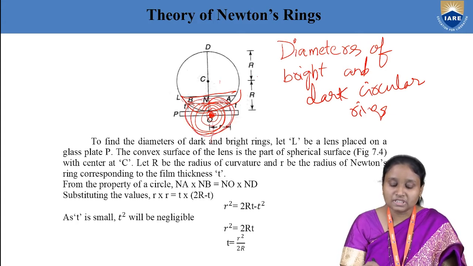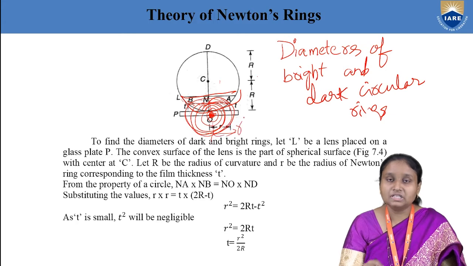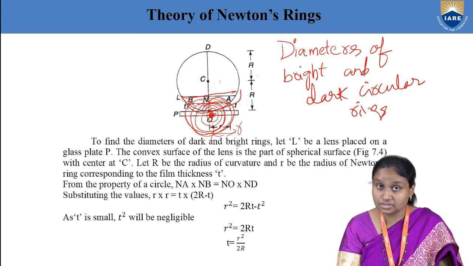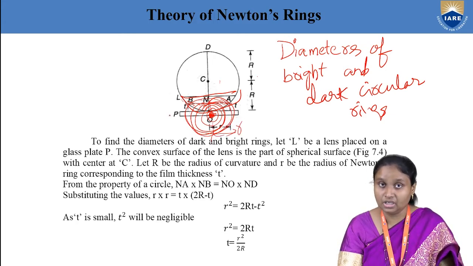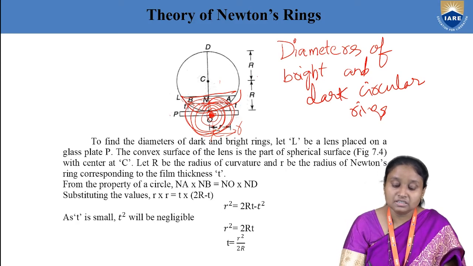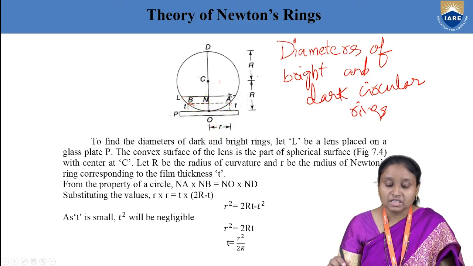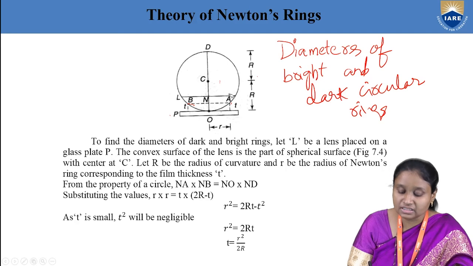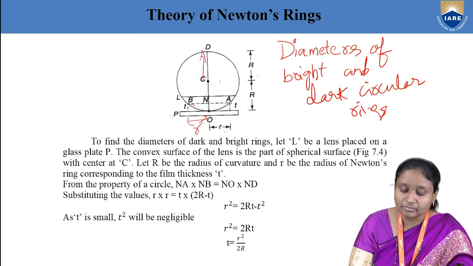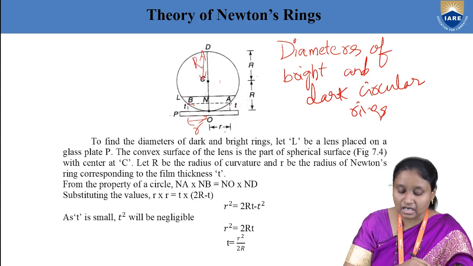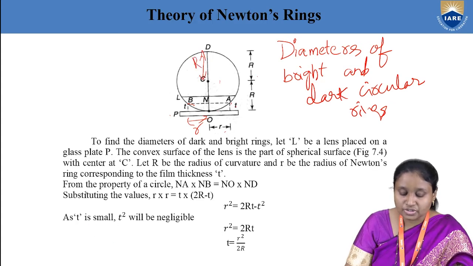Now let us suppose that R is the radius of the circular ring which is formed at points A and B, where the thickness of the film is T. Okay, so we'll take all this into consideration. If you take this figure, you will observe that NA is r, NB is also r, and the thickness of the film is T here, and this part is nothing but the radius of curvature of the lens, R.